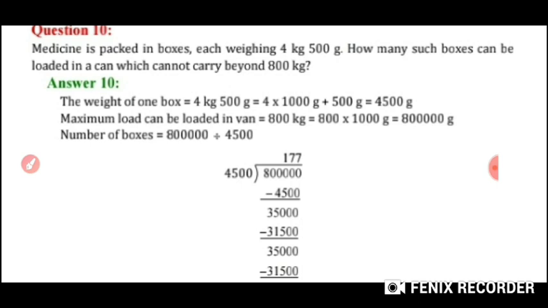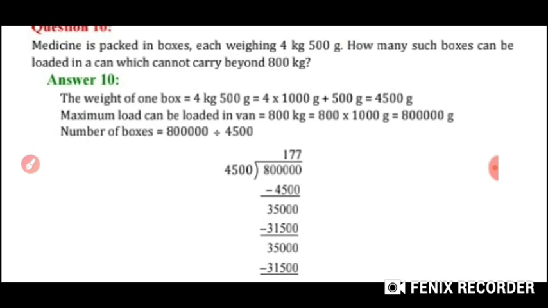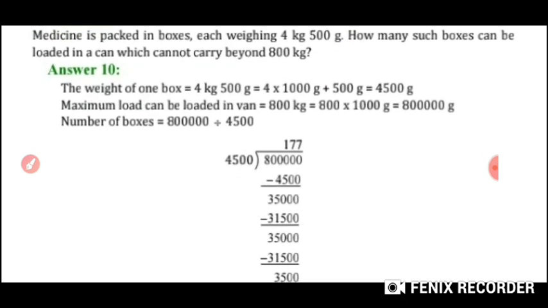Then we can convert kg to grams. 1 kilogram equals 1000 gram. Then 4 into 1000 is 4000. Big to small means multiply; small to big means divide. Then the total is 4500 grams. The maximum load that can be loaded in the van is 800 kg.